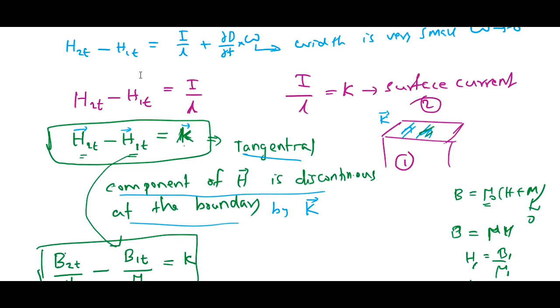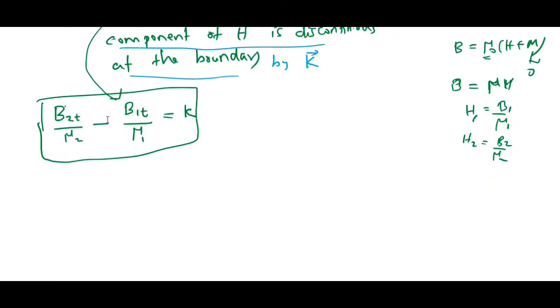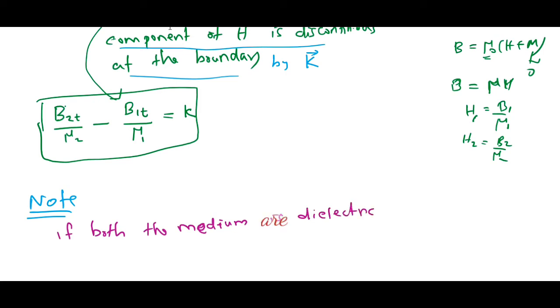If the two media are dielectric, I will write it as a special case. If both the media are dielectric, which means our electric field is coming and going into medium 2. This is medium 1 and this is medium 2, and both the media are dielectric.